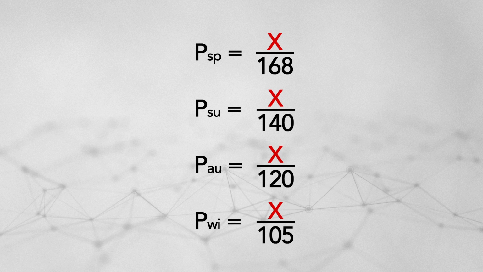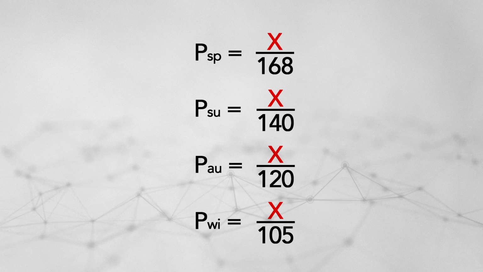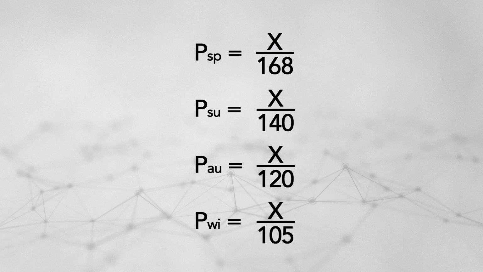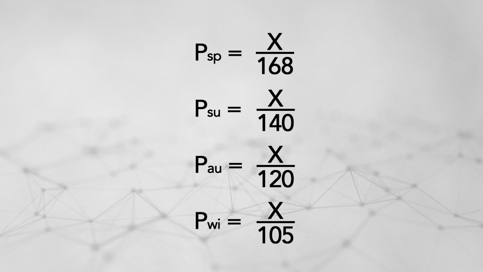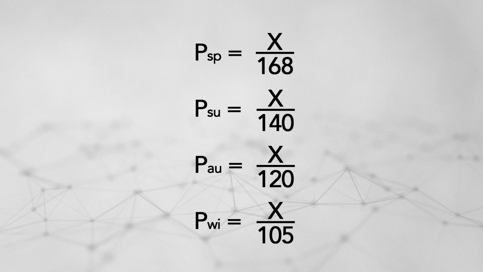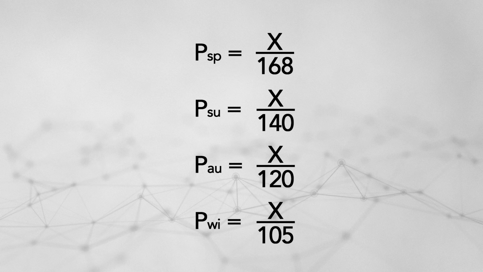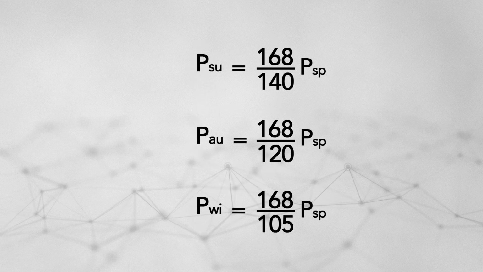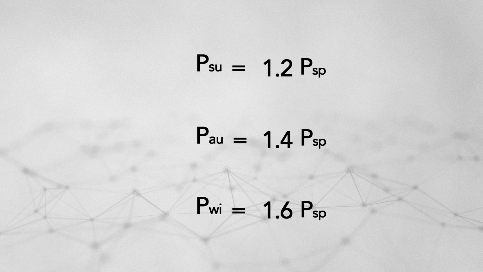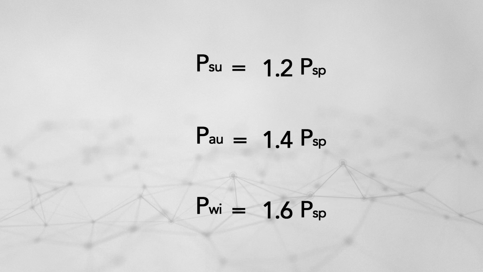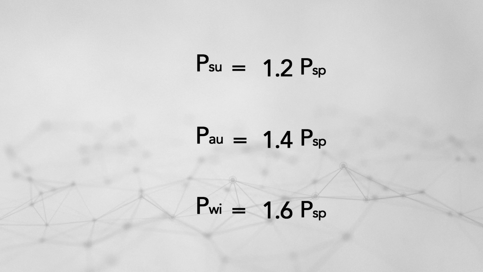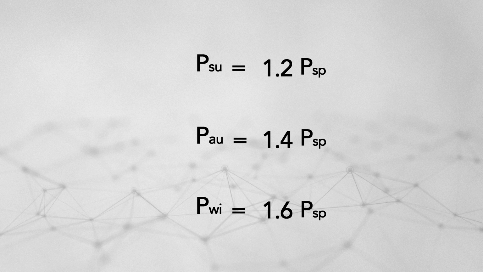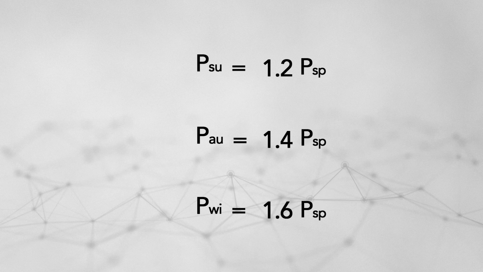X depends on many variables tied to the broader economy, and it cannot be controlled. However, the relative price of the tokens is independent of X. By dividing the last 3 equations by the first equation to eliminate X, we obtain the price of summer is 1.2 times the price of spring. The price of autumn is 1.4 times the price of spring. And the price of winter is 1.6 times the price of spring.